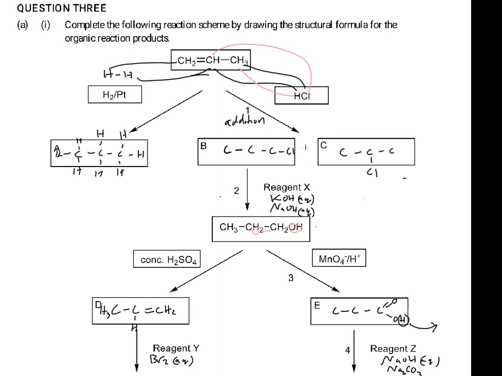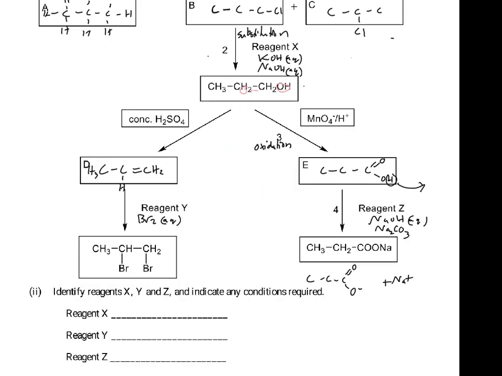Number 2, we're swapping a Cl for an OH. Whenever you swap atoms, it's a substitution. Number 3, you're going from an alcohol to a carboxylic acid, which is oxidation. And number 4, we are mixing an acid and a base, so it is an acid-base reaction or a neutralization reaction.